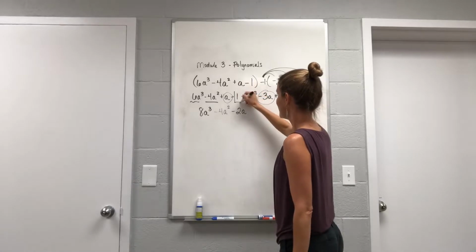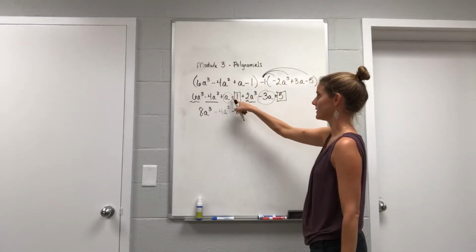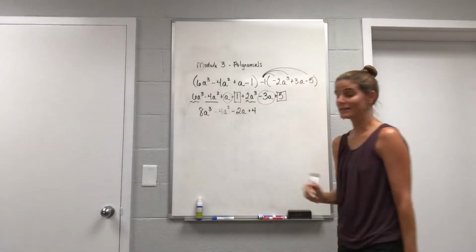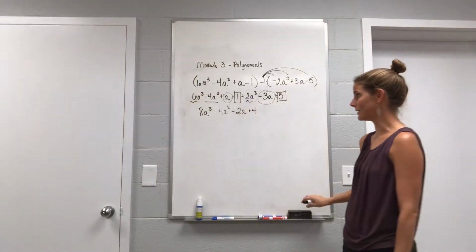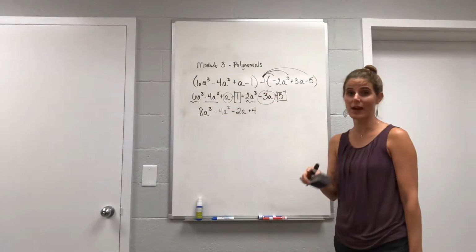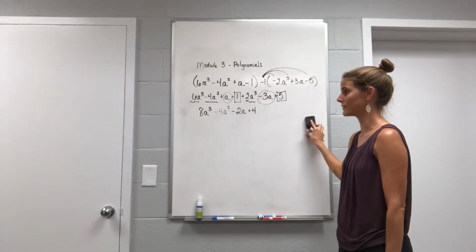And then I have this negative 1 and this 5. Again, the negative goes with that 1, so that's a negative 1 and a positive 5, which gives me a positive 4. And that's it. All the like terms have been combined, and that is the answer to the problem. Again, the most important thing to remember with subtraction is that you've got to distribute that negative, and then from there it's just combining the like terms.